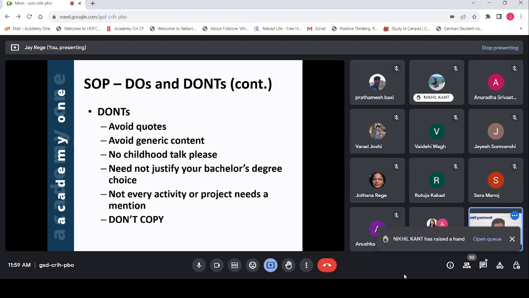Yes, Nikhil. Any question? Could you please emphasize points 4 and 5 of the don'ts, like need not justify a bachelor's degree choice, or not every activity or project needs a mention?